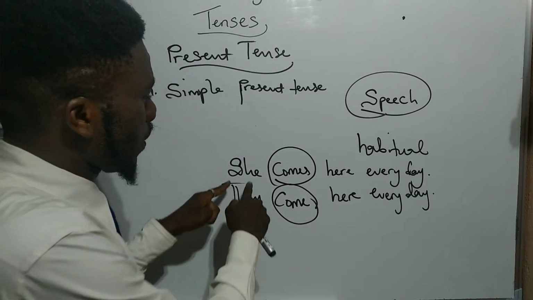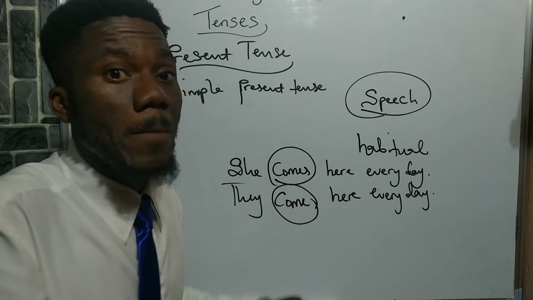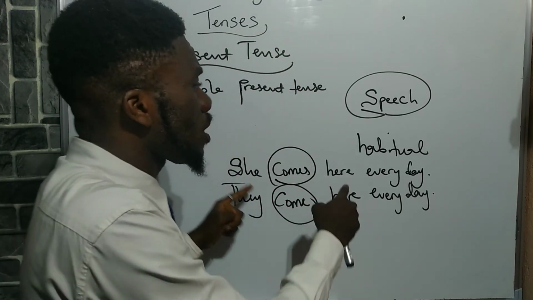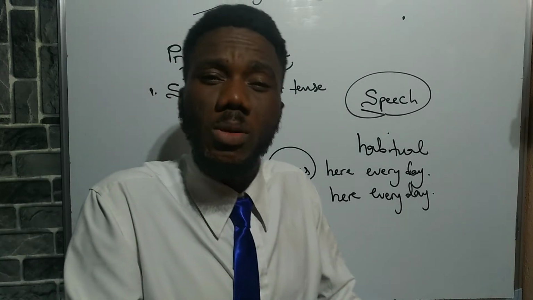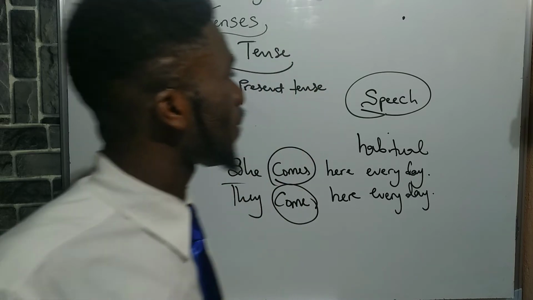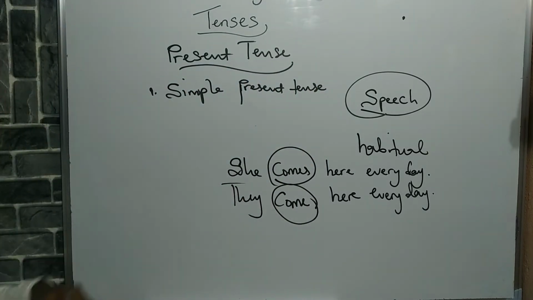As at that time that this person made this statement, she comes here every day. Maybe she had not even come for that day. But to say she comes every day is to say that that coming is something that always occurs. You are still going to see her. She will still come. That is about this simple present tense.